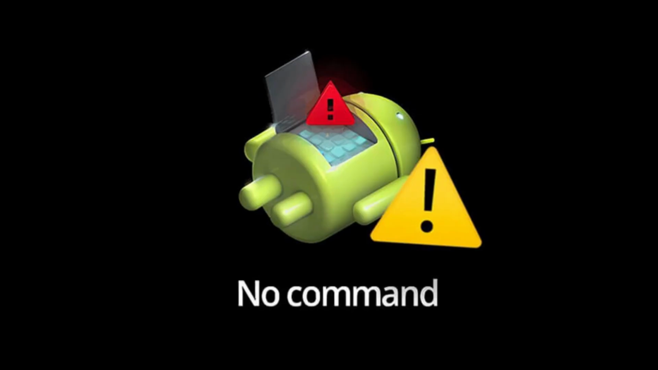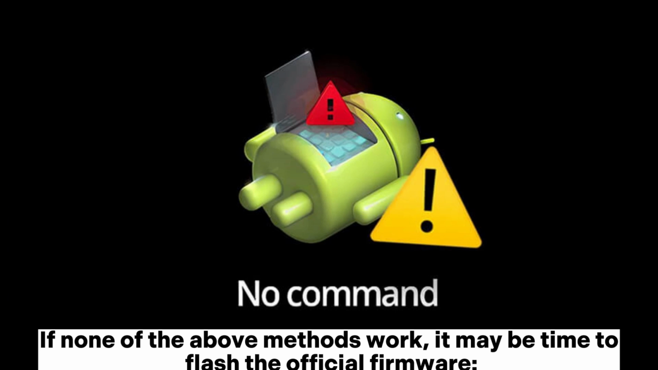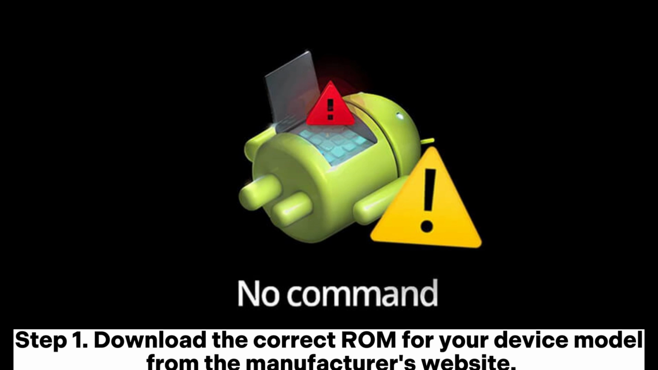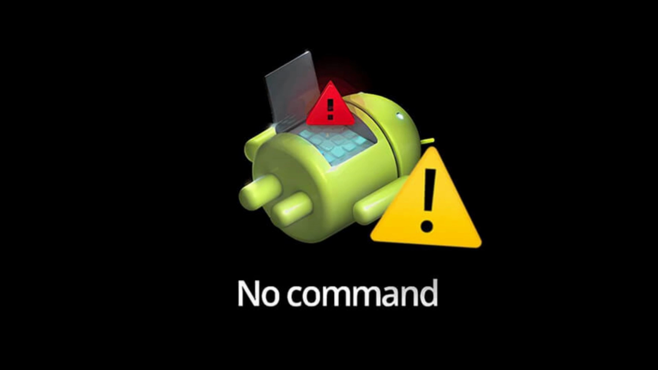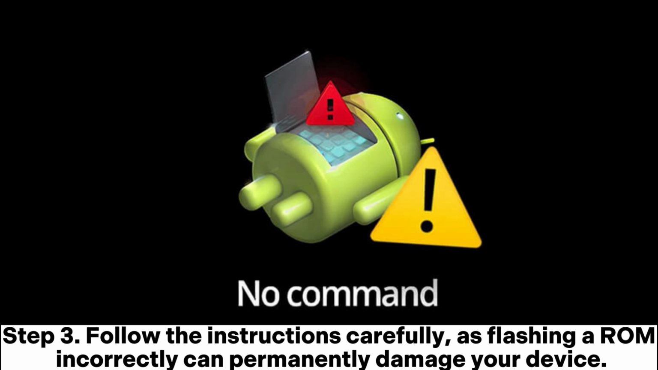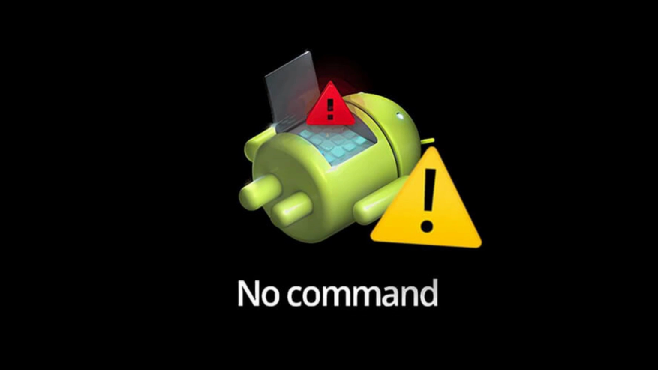Method 5. Flash a ROM. If none of the above methods work, it may be time to flash the official firmware. Step 1. Download the correct ROM for your device model from the manufacturer's website. Step 2. Use tools like Odin for Samsung or Fastboot to flash the ROM. Step 3. Follow the instructions carefully, as flashing a ROM incorrectly can permanently damage your device.